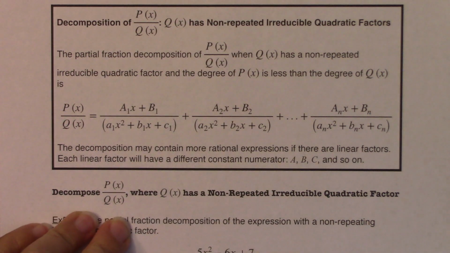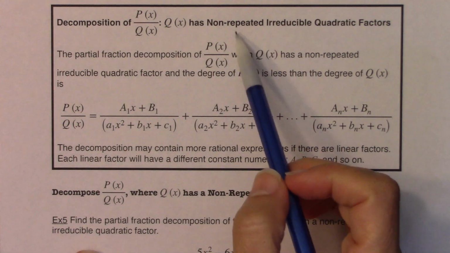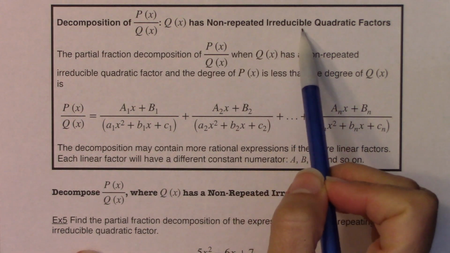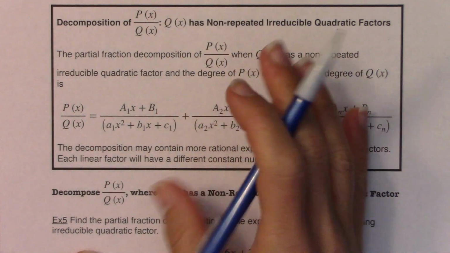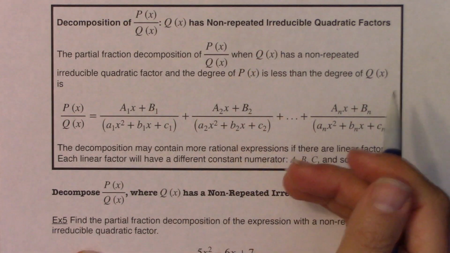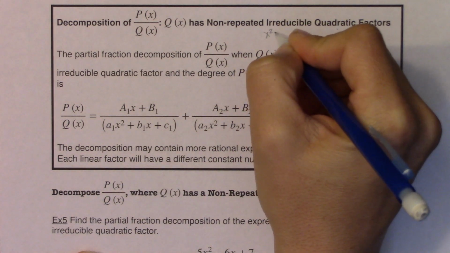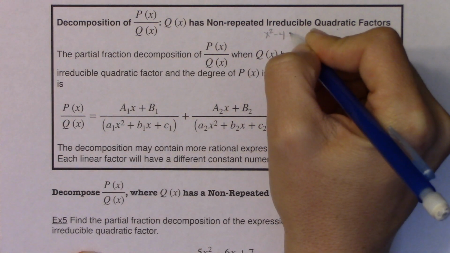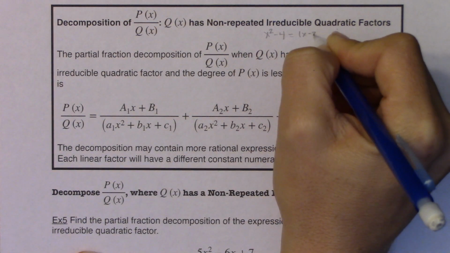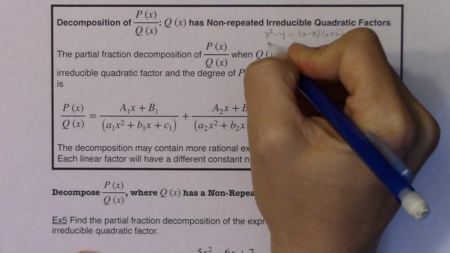Welcome back. Let's take a look at decomposing fractions when you have non-repeated irreducible quadratic factors. To give you an example of a reducible versus an irreducible quadratic factor, here is a reducible quadratic factor. It's quadratic because it's got a squared term, but I could break it into two linear terms. I could reduce it, if you will, because it's a difference of squares.